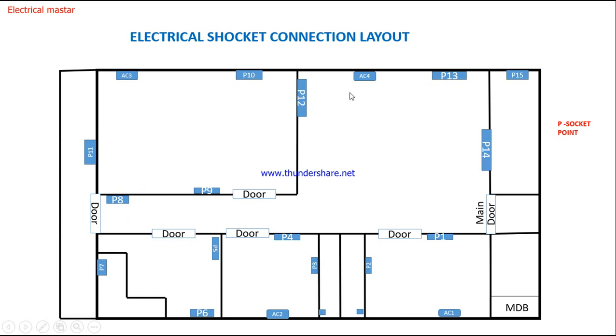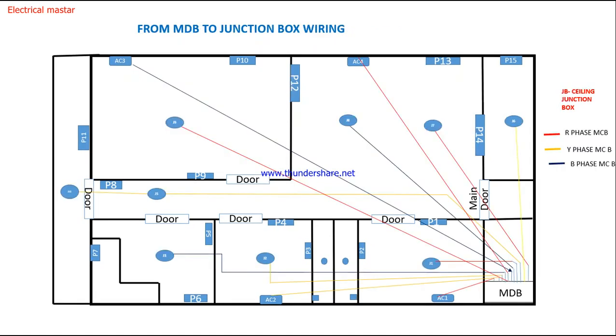In this way we have to put the power sockets, and wherever we fix an AC, we have to mention the AC breaker connection also. And from the entrance on the left side I am putting the main DB. Here the main DB will be installed. So in this drawing you can clearly understand where the power sockets are coming, where the ACs are coming, and where the main DB is. So second, from the main DB to the junction box wiring.